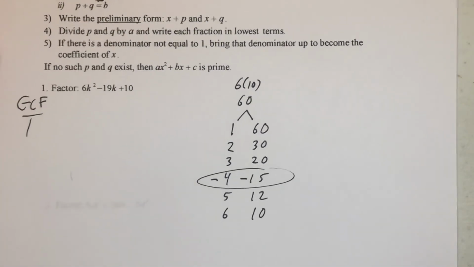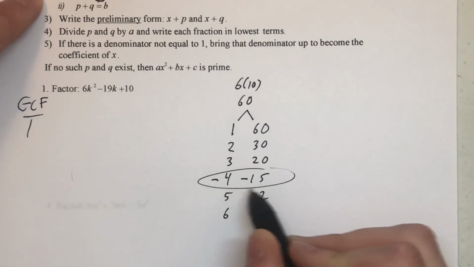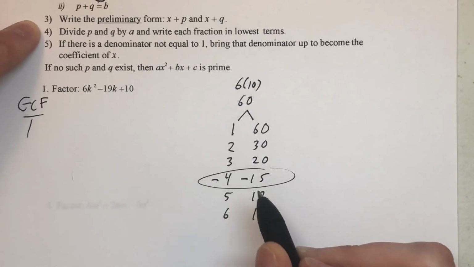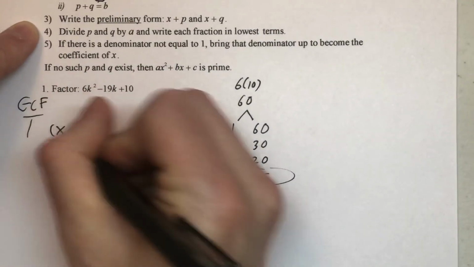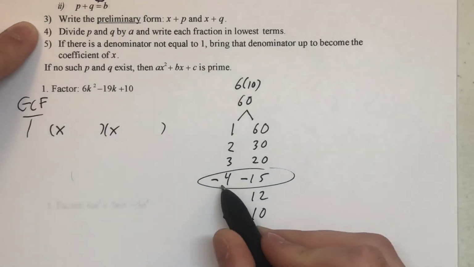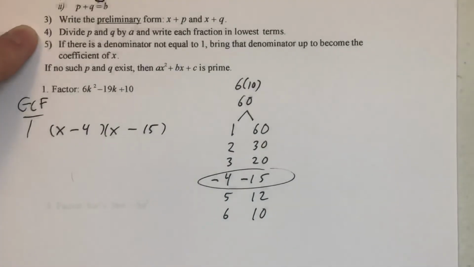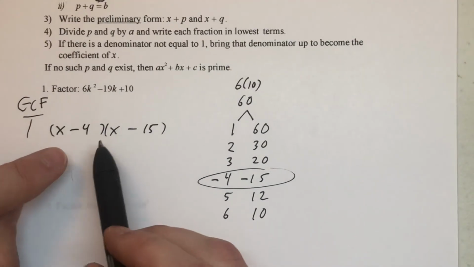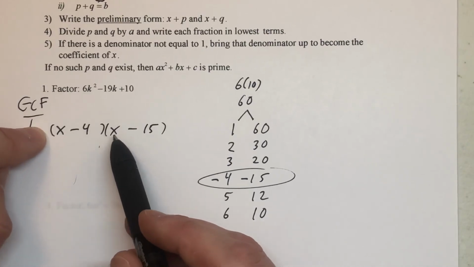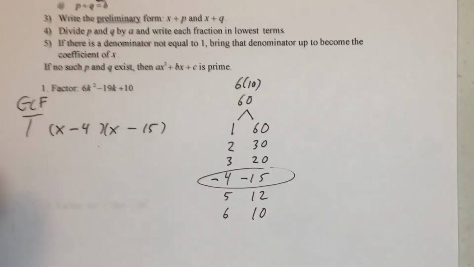We want to factor this thing. So we've done step 2. We found the number game answer. Step 3 says write the preliminary form of two binomials with x's where you've put these numbers in, -4 and -15. However, again, not the final answer. In fact, I normally won't even put parentheses around them beyond this example. I don't like it being confusing. But this is the idea. You've got these two forms.